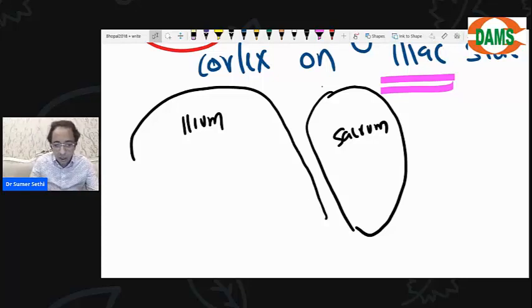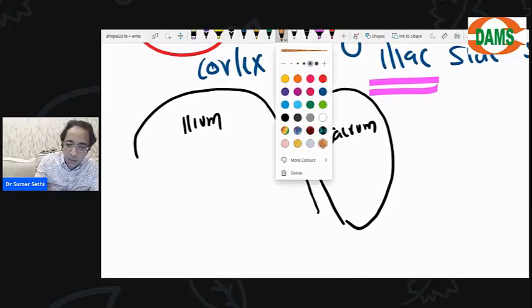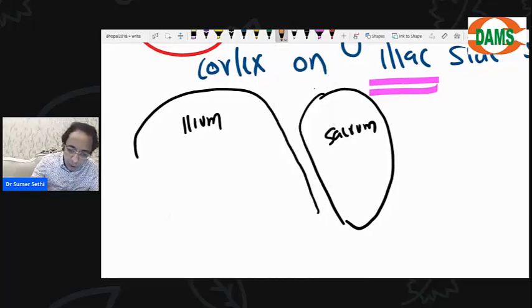Now see, so now you might be thinking why it is seen more on the iliac side. Now, this is how the cartilage of the SI joint is in anatomy. Okay, I hope you have me back now. Let's see if you have me back.